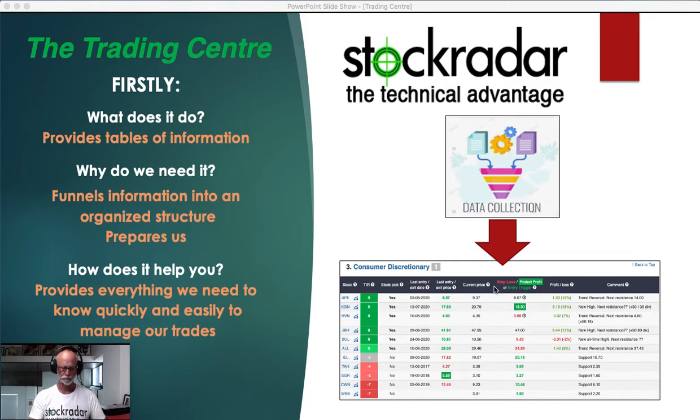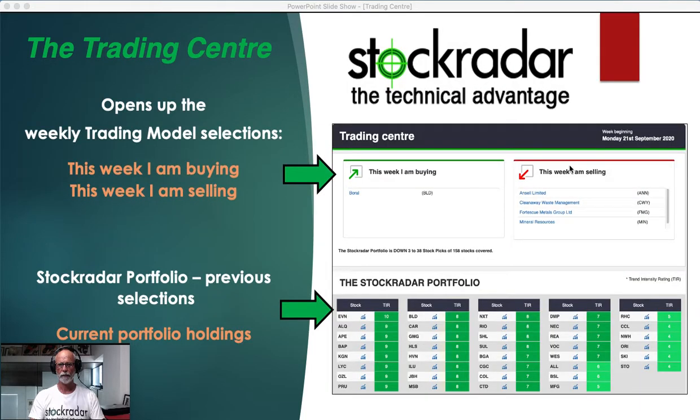Okay, so firstly, what we do is we go into this page here. Once we click into the Trading Centre, this is what it comes up with. This week I'm buying, this week I'm selling. This is the 21st of September 2020. The Stockradar portfolio was down 3, which means I could have been 5 in, 2 out, whatever it might have been, but it was down 3 to 38 stock picks of the 158 stock picks covered. So there will be 38 stock picks sitting in here, which is my Stockradar portfolio, or the stocks that are qualified entries or have qualified trends as per my strategy.